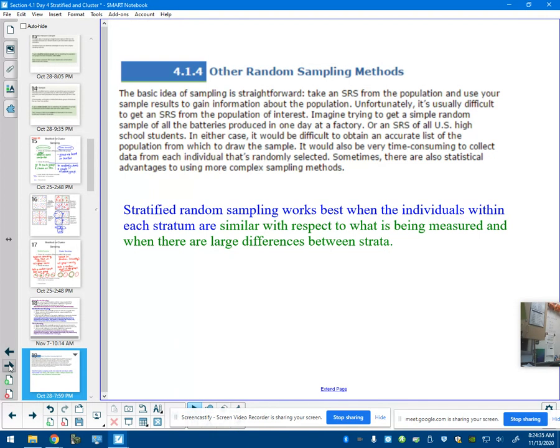Okay. All right, so the basic idea is sampling straightforward, take a simple random sample. Stratified works best when the individuals within each stratum are similar with respect to what is being measured and when there are large differences between the strata. Like I would think that students who are going to come to the play are more likely to be juniors and seniors than freshmen, just because the juniors and seniors know more of the people in the play and they've been around here enough to know they're really good.